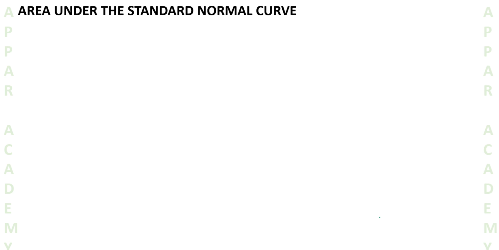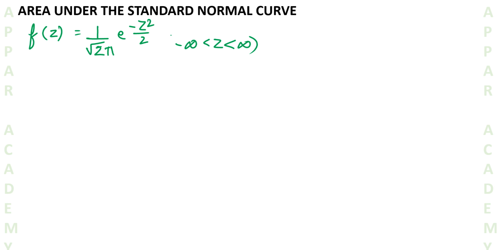Now here we will talk about area under the standard normal curve. First of all, let's write out the density function for a standard normal curve. f of z is equal to 1 upon square root of 2 pi, e to the power minus z square by 2. This is something we have already seen, where z lies between minus infinity and infinity.